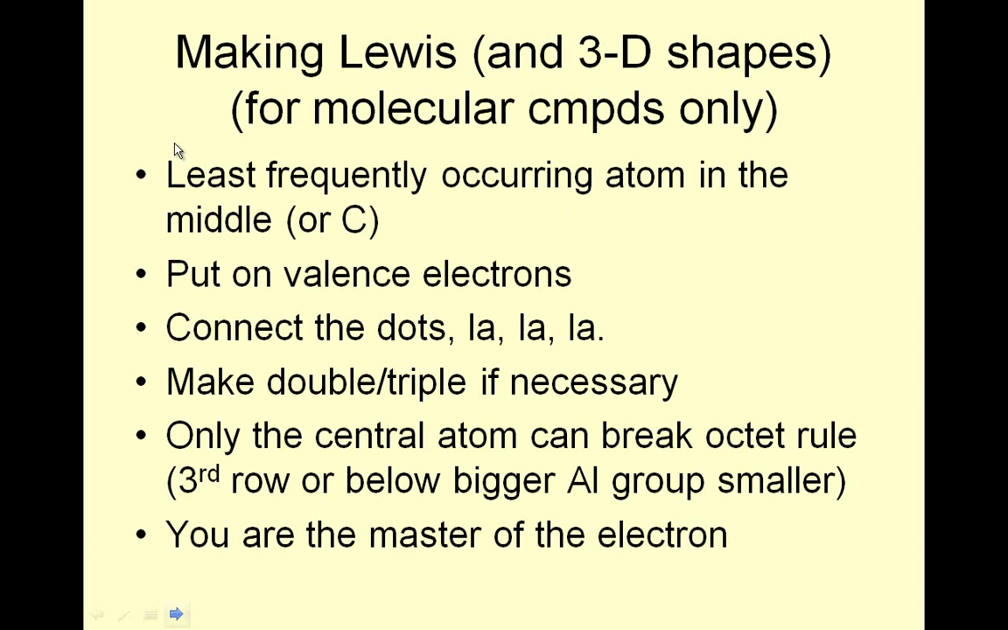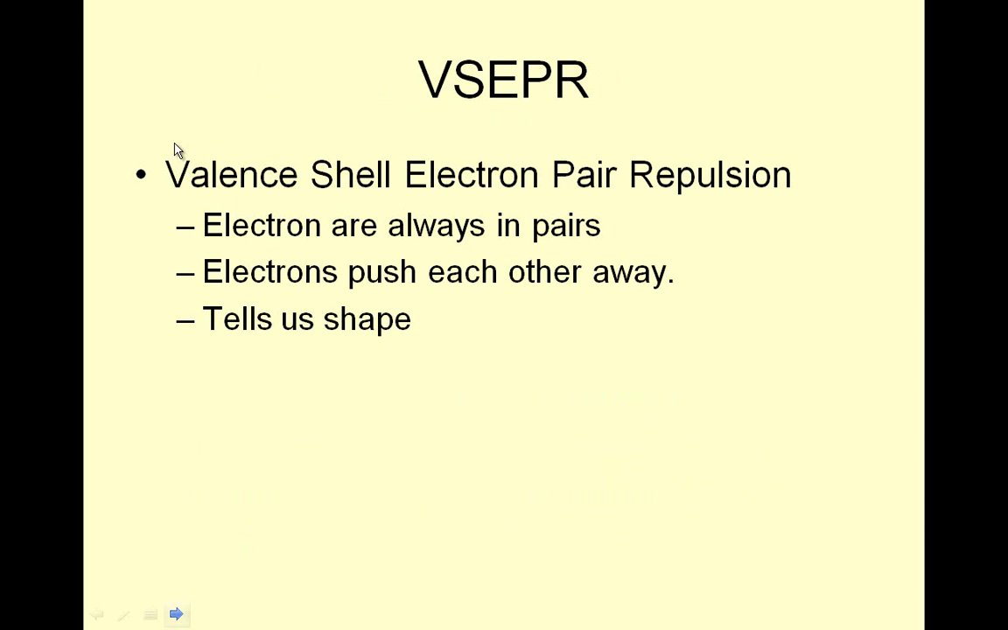So it's cool. Making Lewis and 3D shapes for molecular compounds only. The least frequently occurring atom goes in the middle, or carbon. Put on valence electrons. Connect the dots. Only the central atom can break the octet rule. So the third row or below can be bigger, meaning it can have 10 or 12. Aluminum group can be smaller, which would be 2 or 6. And these really shouldn't be done at all, because those would be ionic bonds, and that shouldn't be drawn with a Lewis dot structure. You're the master of the electron, meaning you can pick them up and put them anywhere you want to.